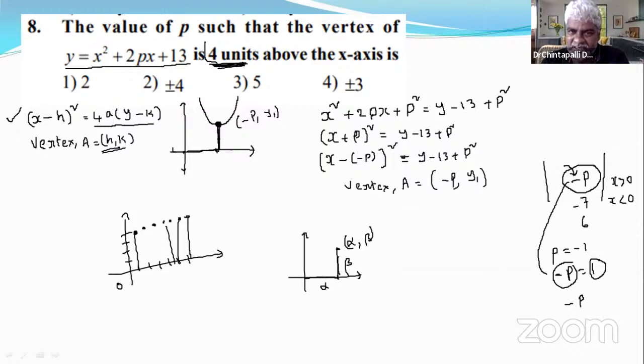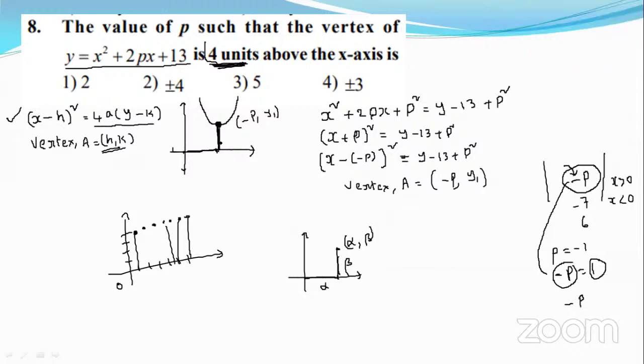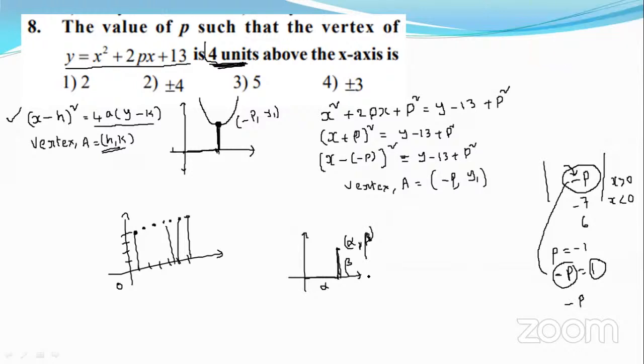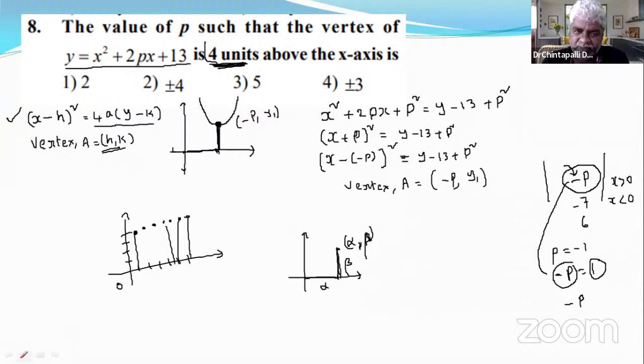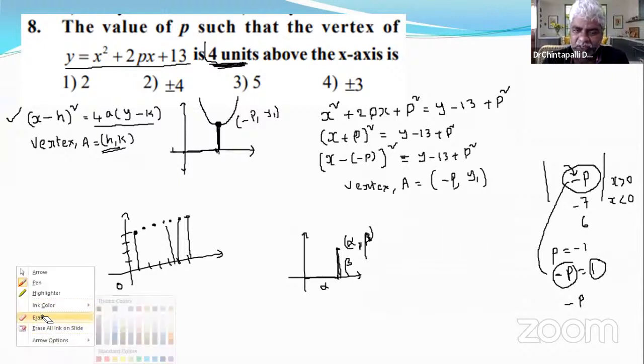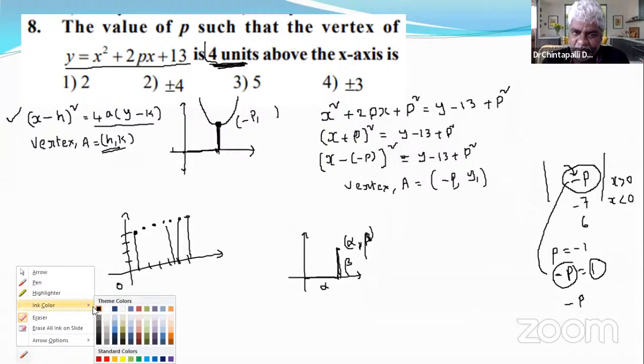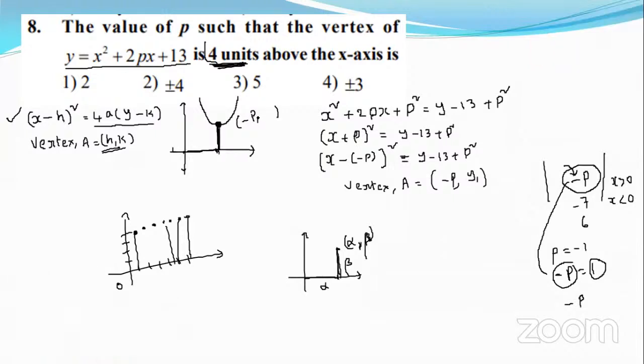So what about this distance? 4 units, right? What about this distance? 4 units. If this distance is beta, then its y coordinate is beta. So we need not take the y coordinate as something like y1, because in this question it is clearly mentioned that the vertex is 4 units above x-axis. That means its y coordinate is 4, y equal to 4 units.